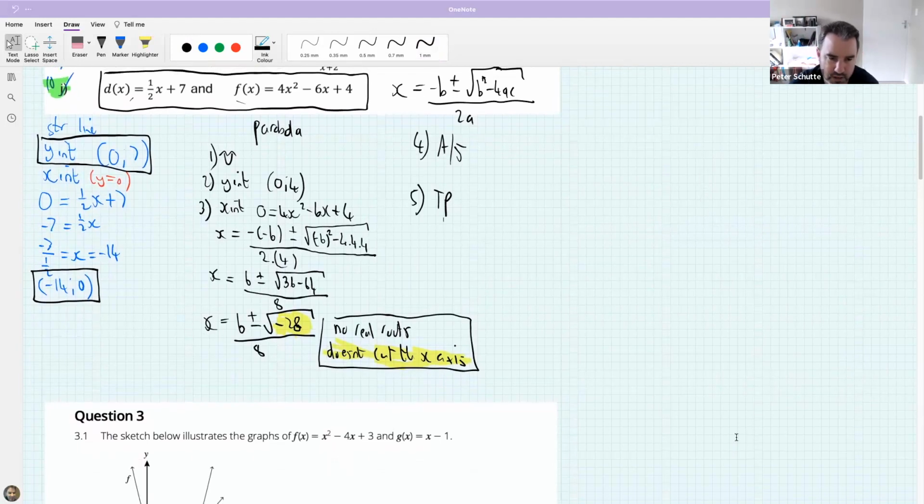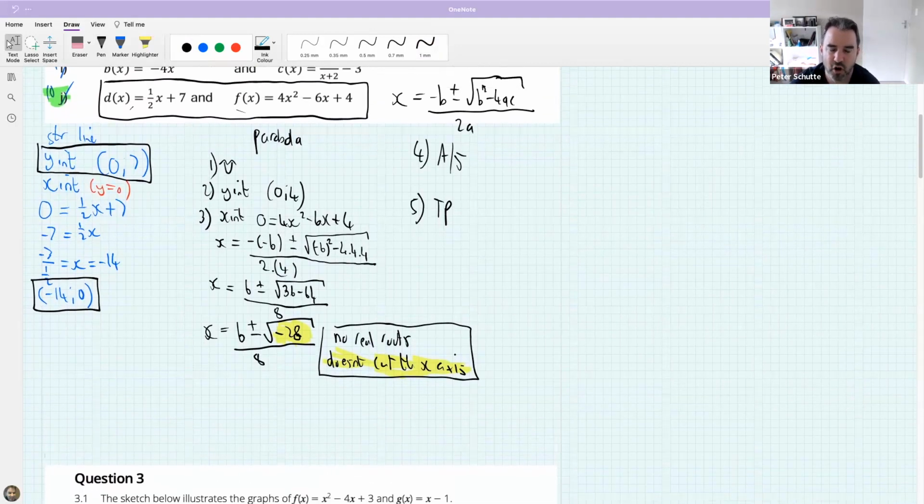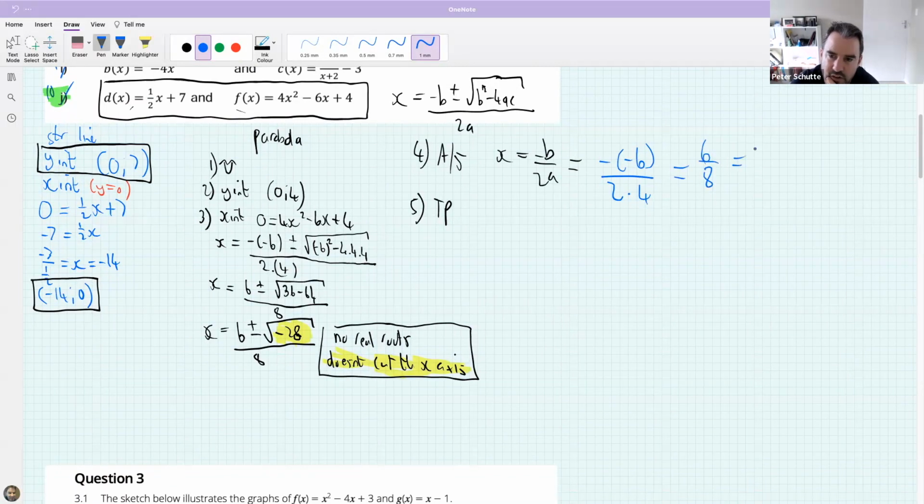We use the formula minus b over 2a when the parabola is in standard form, or we say it's halfway between the two roots, but we don't have roots here. So if I use the formula minus b over 2a, it's going to be minus 6 over 2 times 4, which is 6 over 8, which is 3 over 4. And so when I draw the graph, the axis of symmetry is x = 3/4.